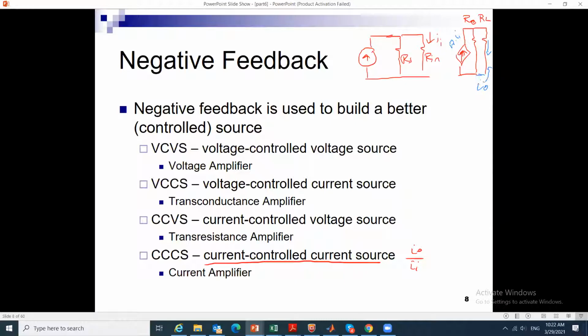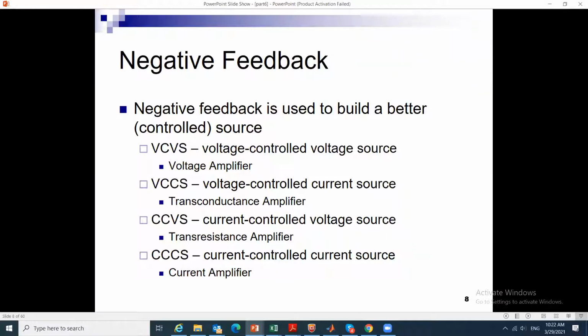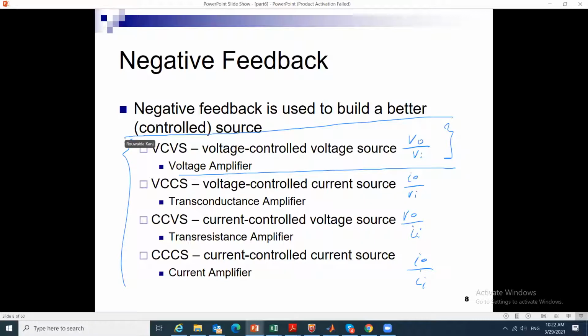Now we will see the example, but this is just a flashback on what these quantities mean. This is VO over VN, this is IO over VN, this is VO over IN, and this is IO over IN. For the ideal case we will explain these, but for the real example, we will focus on this amplifier.